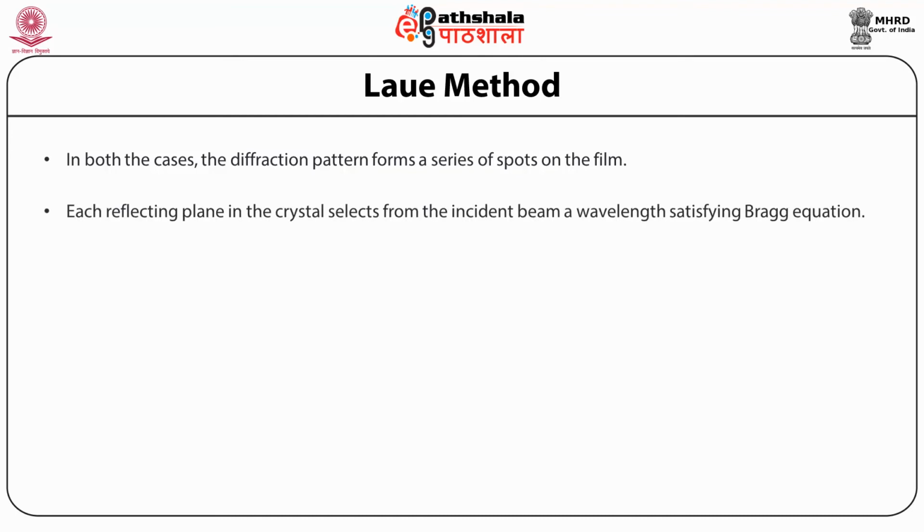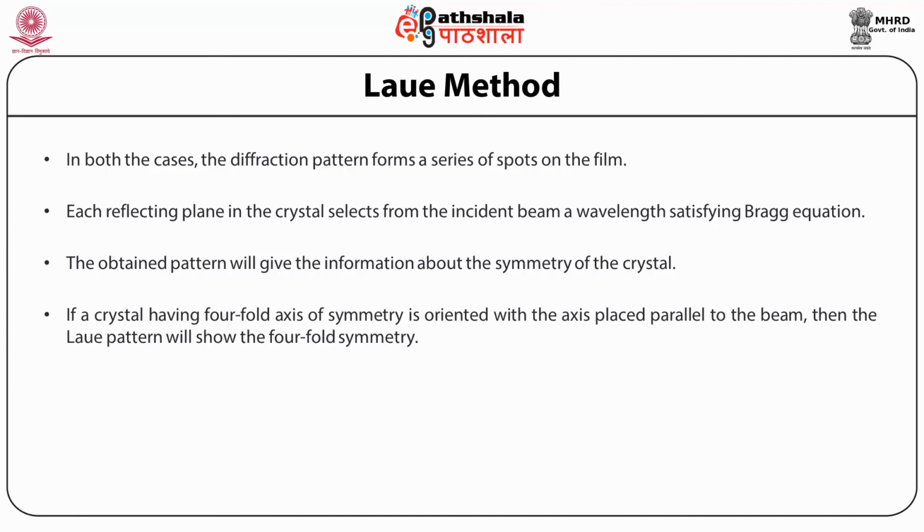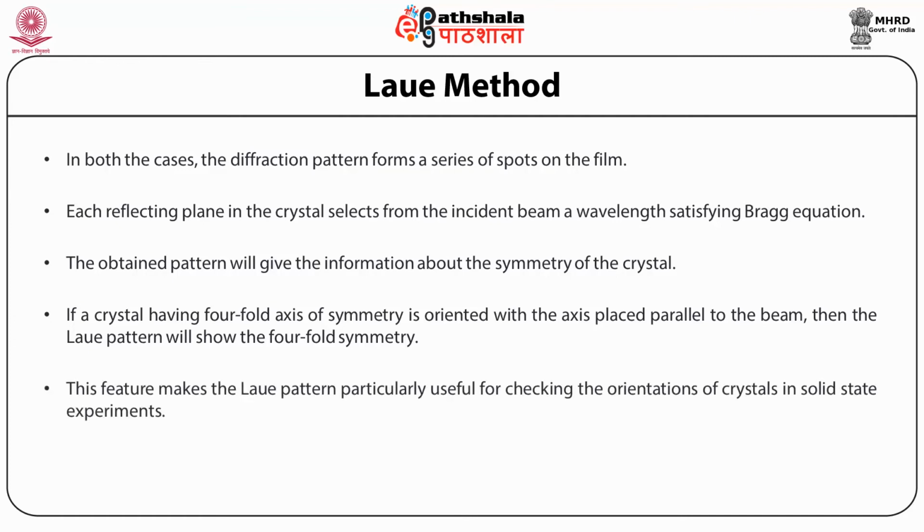Each reflecting plane in the crystal selects from the incident beam a wavelength satisfying Bragg's equation. The obtained pattern will give information about the symmetry of the crystal. If a crystal having a four-fold axis of symmetry is oriented with the axis parallel to the beam, then the Laue pattern will show the four-fold symmetry. This feature makes the Laue pattern particularly useful for checking the orientation of crystals in solid-state experiments.